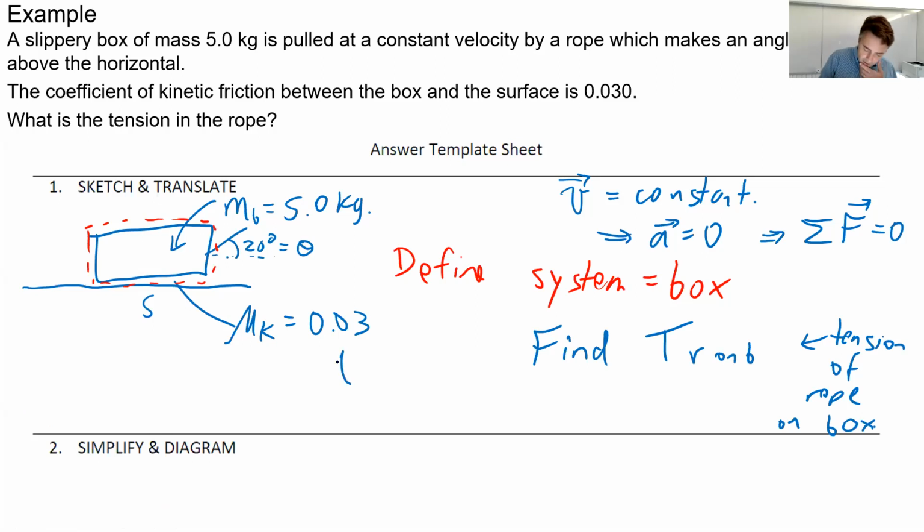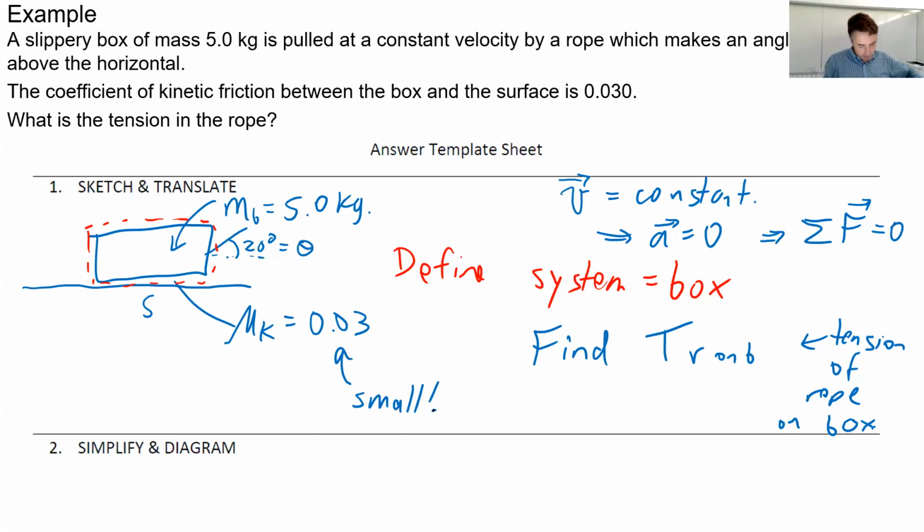I've also noticed that this is pretty small. Most of these little mu sub k's or mu sub s's are more like a tenth. They never get up above 1, but they're usually between 0.1 and 0.5, or sometimes even higher than 0.5. So that's a pretty small one. So let's go to simplifying diagram.